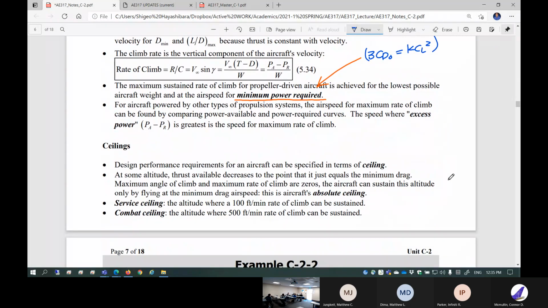All right. And also ceiling here. The ceiling is defined as where you can no longer maintain a sustainable constant rate of climb. There are two different definitions. One is service ceiling, the altitude where a 100 feet per minute rate of climb can be sustained. Your airplane still has the capability to climb up more, but the climb rate is limited to this value. Combat ceiling is a 500 feet per minute rate of climb. Absolute ceiling is where the maximum rate of climb is 0. So ceiling has different definitions based on the rate of climb.